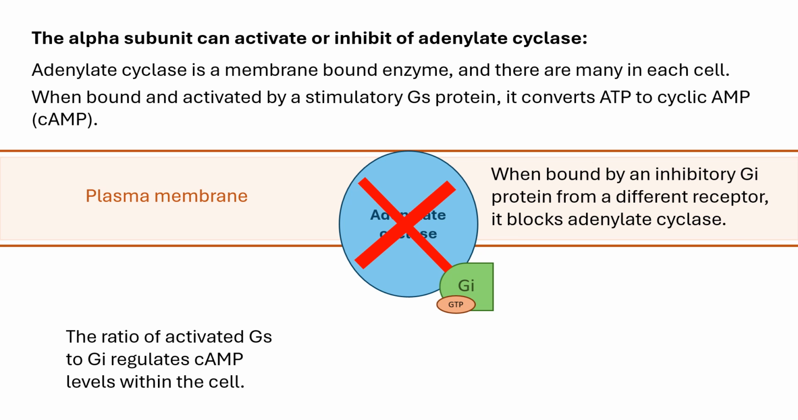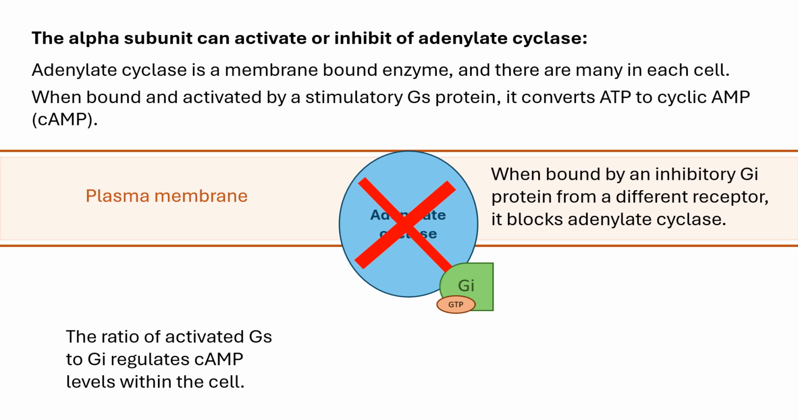However, if we've got a different receptor that's associated with an inhibitory G protein, when we activate the alpha subunit from that receptor, it has an inhibitory effect on adenylate cyclase. So it's still activated in the same way as the Gs, but when it binds to adenylate cyclase, it blocks it. If it blocks it, it's going to stop it producing cyclic AMP.